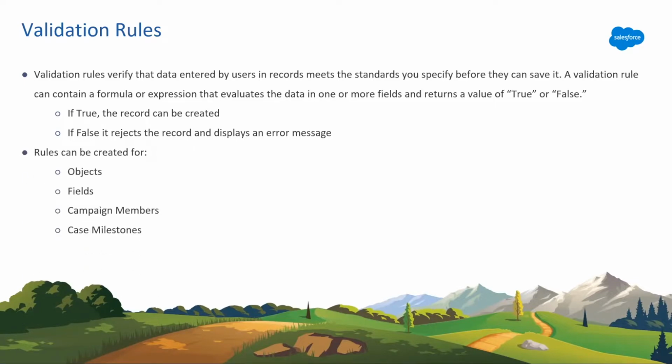Okay? Rules can be created for objects. They can be created for fields. They can be created for campaign members and case milestones. Those are the 4 things that rules can be created for.